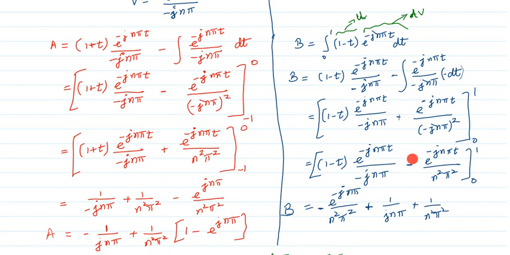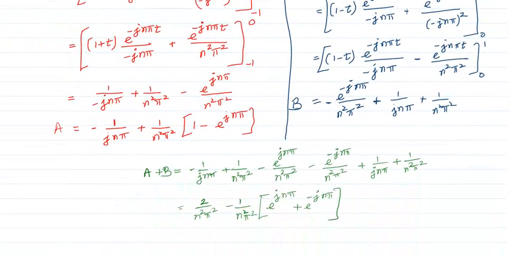Minus squared becomes plus, and j square is minus 1. Now substitute the upper limit and lower limit. Upper limit: if I substitute 1, then 1 minus 1 is 0. Now substitute this 1 in e power minus j n pi, in place of t I am putting 1, and next substitute 0. We'll get this. So we have got A and B now.